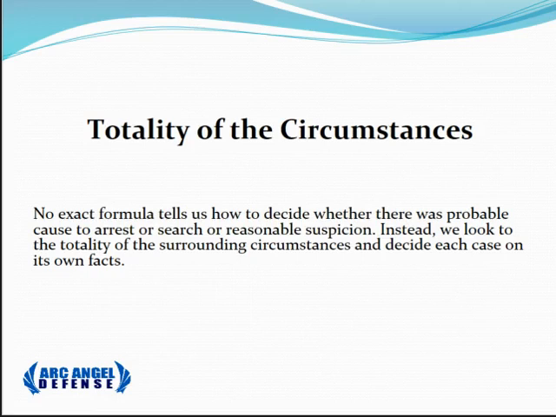Totality of the circumstances. No exact formula tells us how to decide whether there was probable cause to arrest or search, or reasonable suspicion. Instead, we look to the totality of the surrounding circumstances and decide each case on its own facts. So a good rule of thumb is never just go by one thing and one thing only. Consider the totality, the whole total package of why you have reason to believe that this person is doing what they're doing. Don't ever just go based on one thing and one thing only.